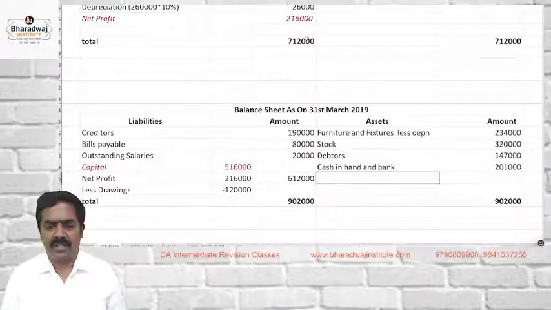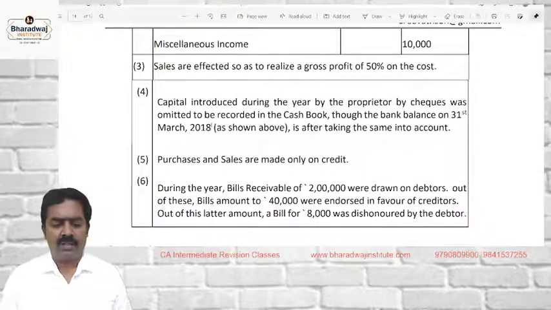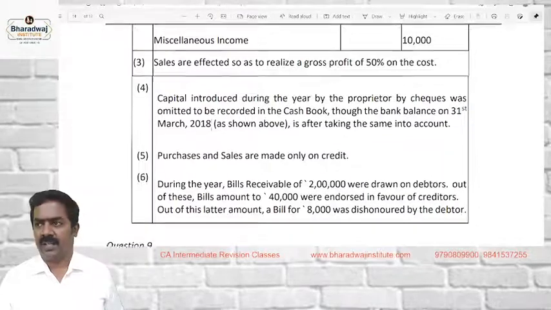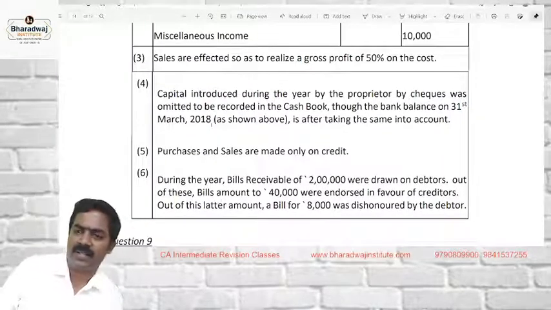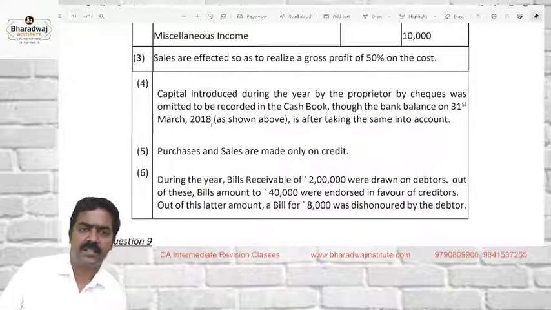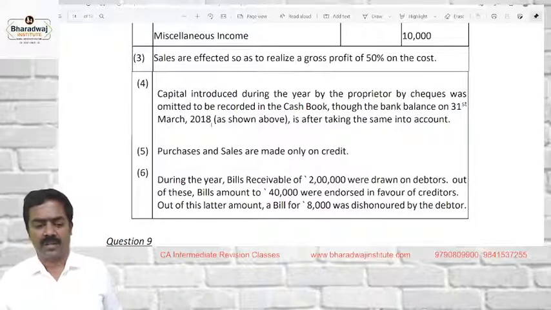Read the next question. In the next question, the sixth point, something is missing. Please take note. While printing it, or while converting into PDF, it does not come properly. For the sixth point, I request you to make a small correction.